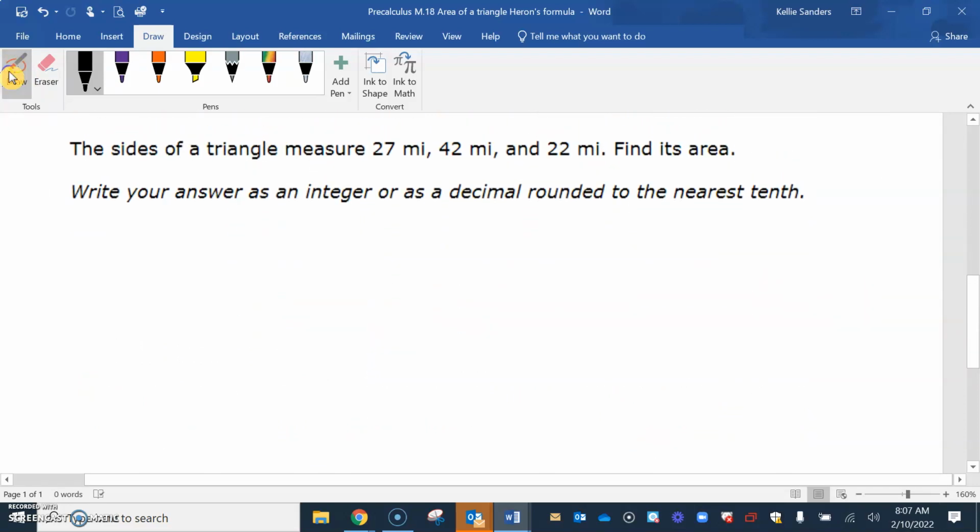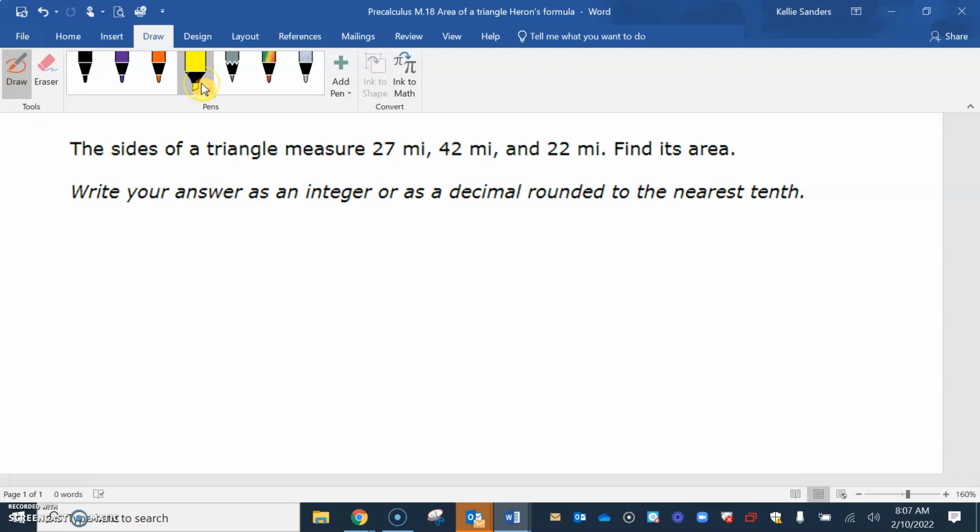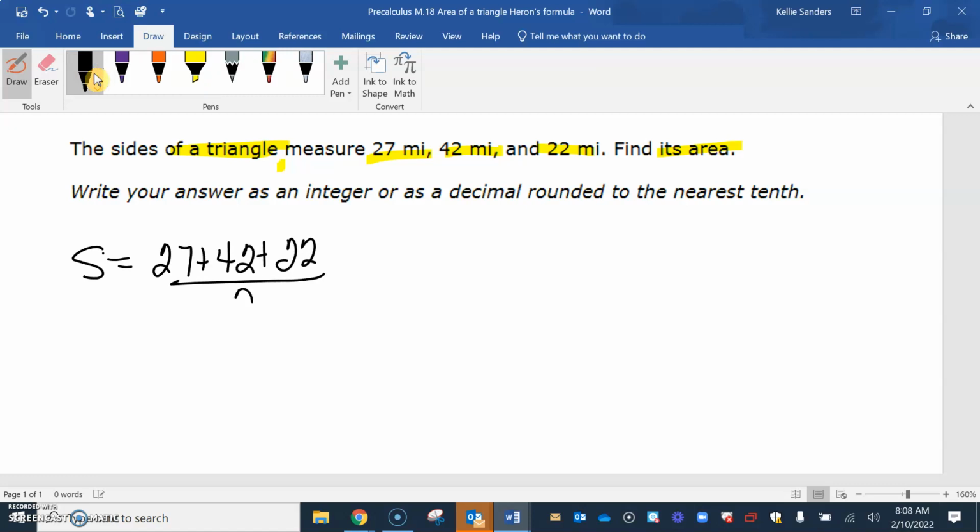And on this one, it didn't give us a picture, but that's okay. It gave us 1, 2, 3 sides. And it wants us to find the area of this triangle. So we're going to find S first. So 27 plus 42 plus 22 divided by 2. 45.5.